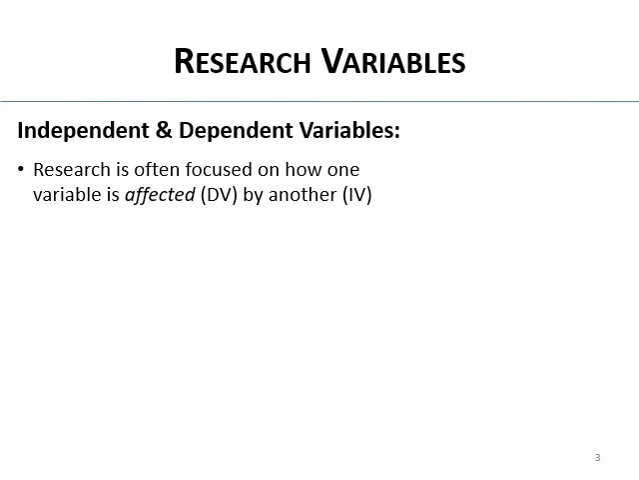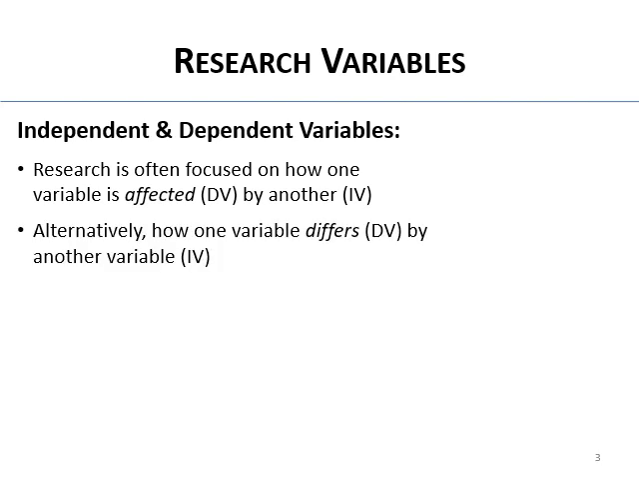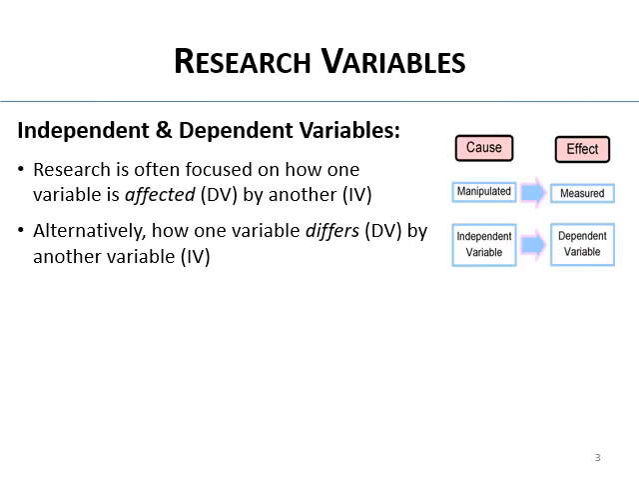So what are these independent and dependent variables of which I speak? Well, in research, we're frequently focused on how one variable is affected, that is the DV, dependent variable, by some other variable, the IV, or independent variable. Sometimes we're looking at how one variable differs, again, that's still the DV, the thing that you're measuring, by another variable, that's the independent variable. Sometimes we think the independent variable affects the DV. Sometimes we think the DV just differs, maybe naturally, as a function of this other variable.